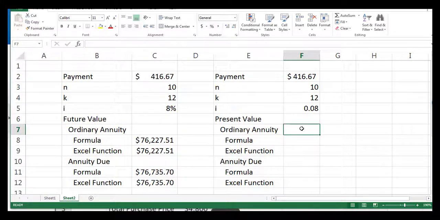Now in this next example, it's a little bit different. The best way to think about this is, instead of you paying $416 a month, someone is paying you $416 a month, and you're trying to find out what is the lump sum equivalent to that $416 a month payment that you would have coming into your pocket. So we're going to discount this ordinary annuity. So let's start by entering a formula like you might find in a textbook.